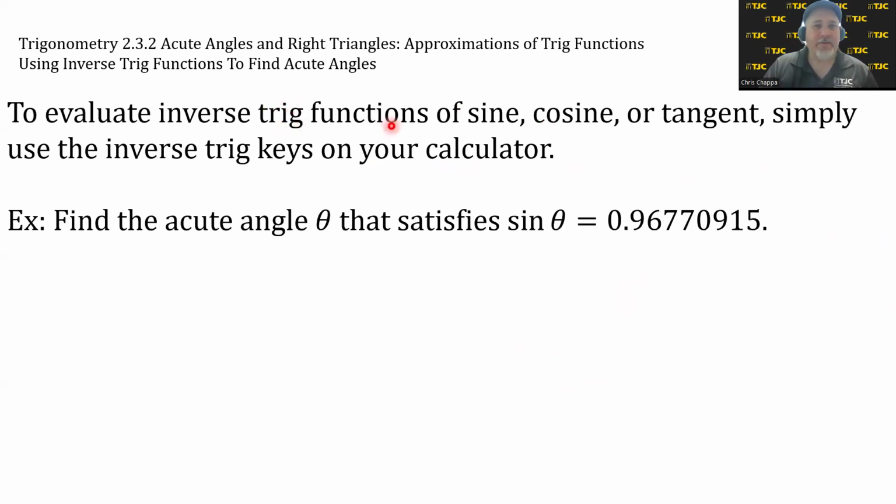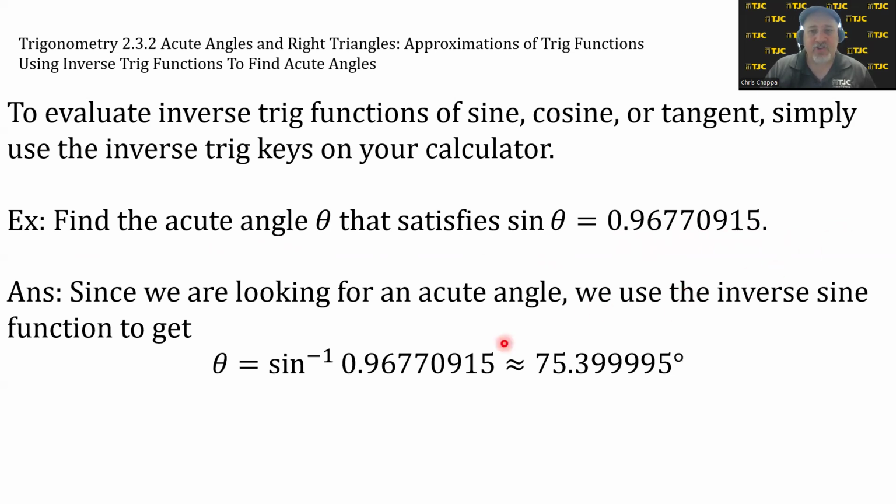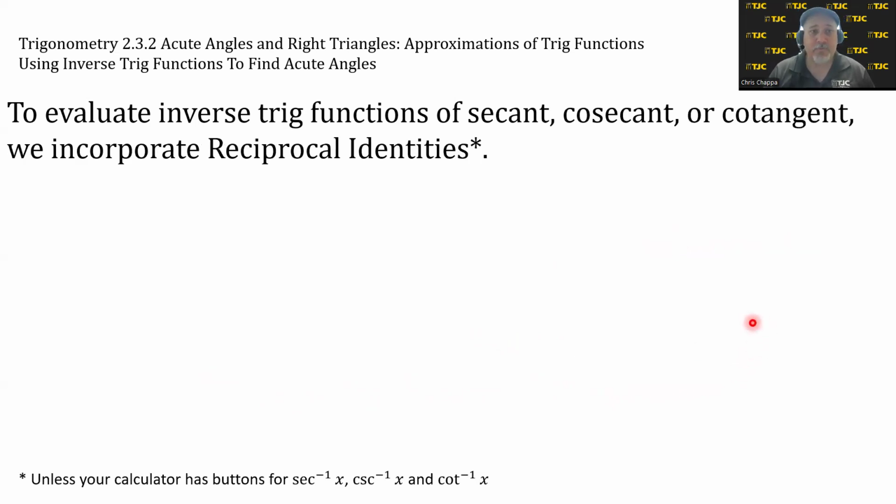Now, to evaluate inverse trig functions of sine, cosine, or tangent, you simply use the inverse trig keys on your calculator. For example, if we wanted to find the acute angle theta that satisfies sine of theta equals 0.967709115, then we would just use the inverse sine on that value. Theta would equal sine inverse of 0.967709115, and it ends up being approximately 75.399995 degrees. So we just did sine backwards.